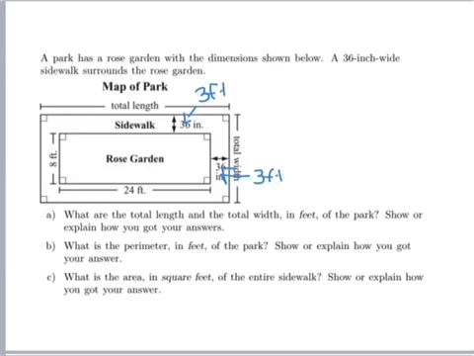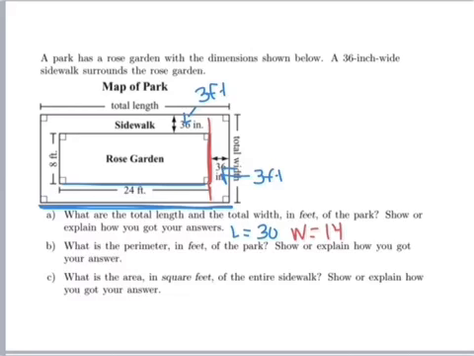So to find the total length of the park, I would want to find this whole distance, which is 24, plus the extra 3 feet on each side. So that's going to make my new length be a total of 30. And then I do something similar to find the width. I'm going to use this width, which I know is 8, but then I've added 3 feet on each side, so that makes my new width 14.